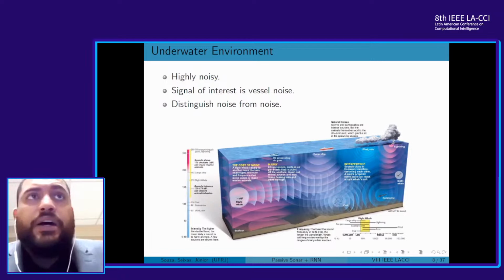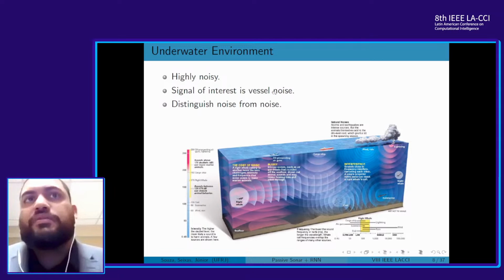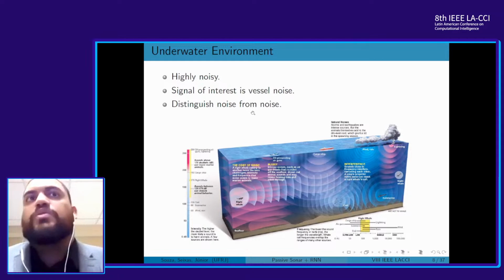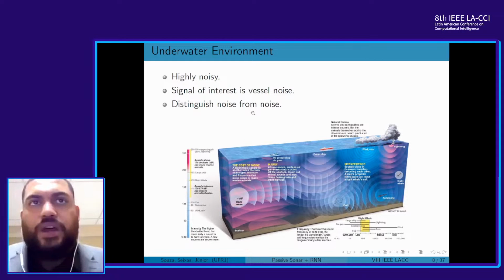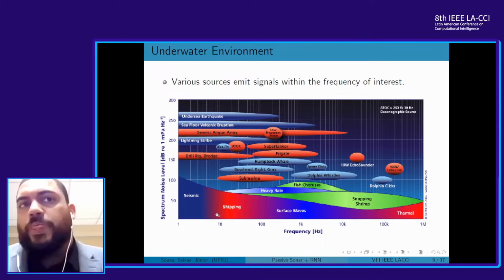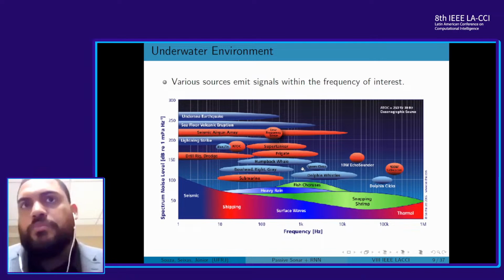So the underwater environment is highly noisy. In practice, we are trying to separate noise from noise. The signal of interest is vessel noise, and we are trying to distinguish it from the noise or background noise that you have. As you can see here, we have this huge amount of stacked frequencies. Human shipping is in this range, so we have a huge amount of frequencies that are not interesting, which they call background noise.